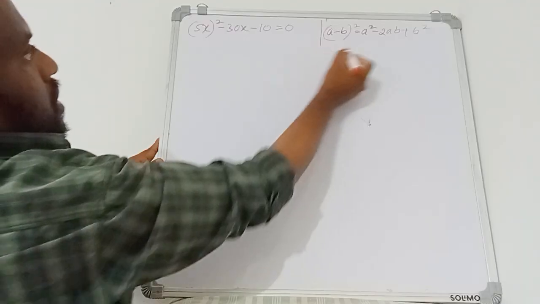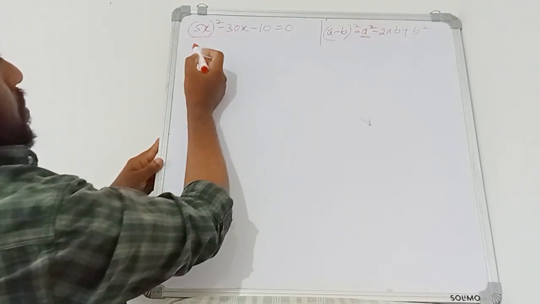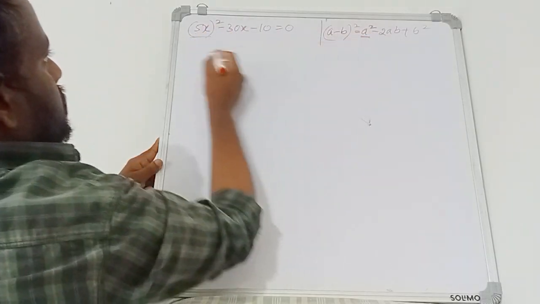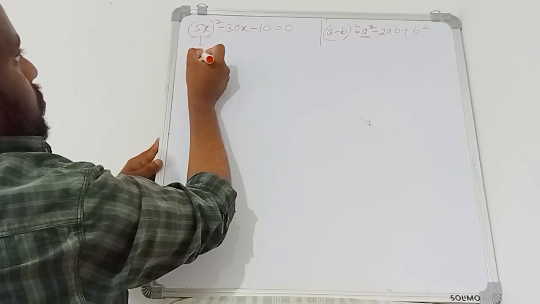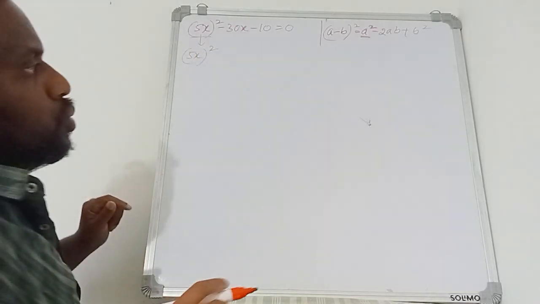Now see, this is done. In place of a² we have (5x)². Okay, (5x)² is in the form of a². First write this as it is, (5x)². Now what we have to do?